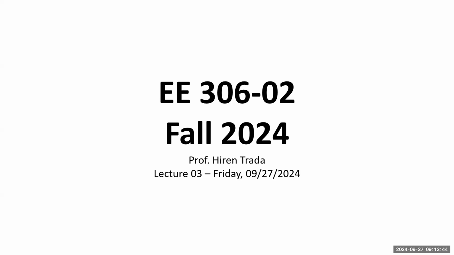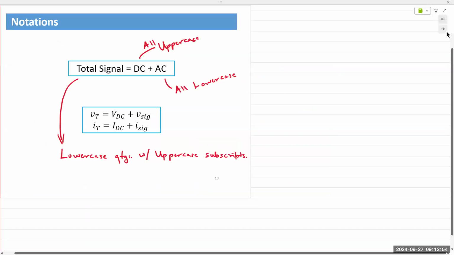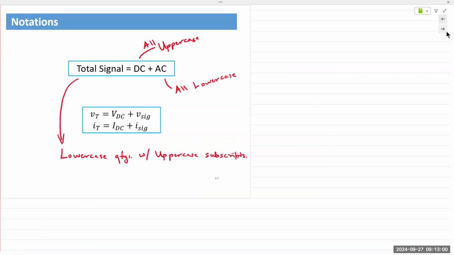All right, let's go to our notebook. And I believe we stopped here. Chapter 2. Okay, as a recap, we will be working with semiconductor devices that will have both DC as well as AC signals. The notations that we use to write out the mathematical expressions.